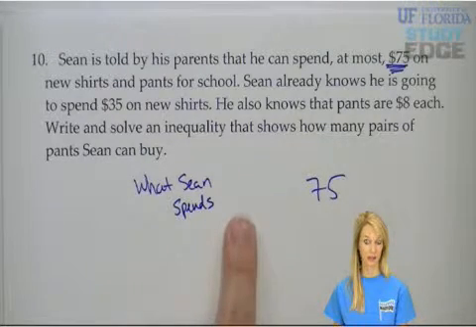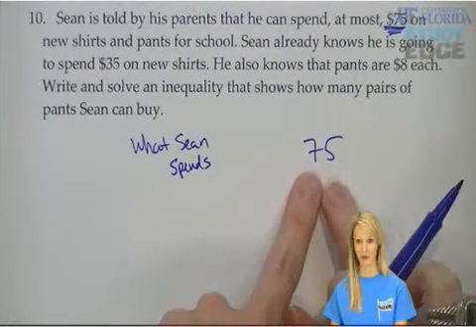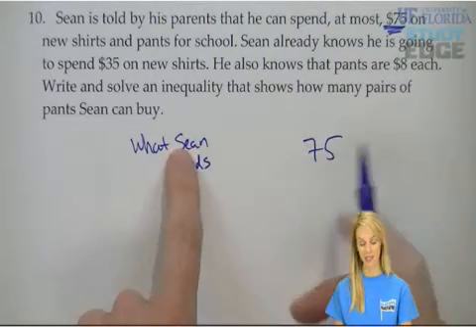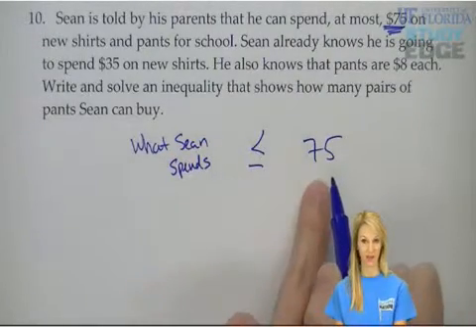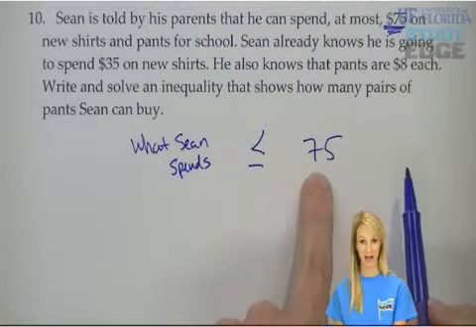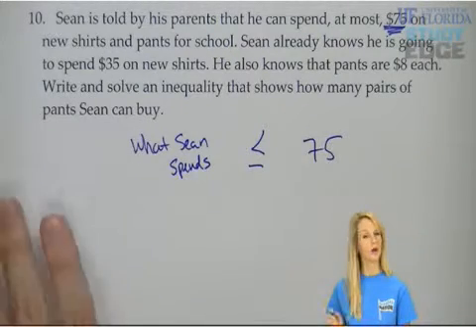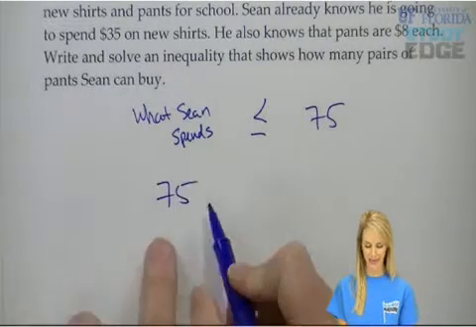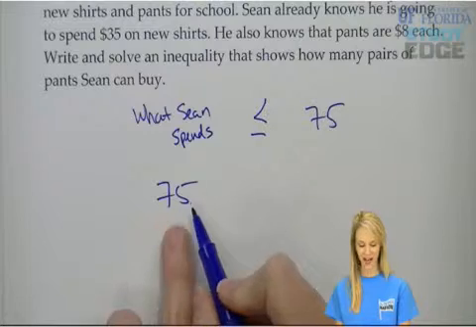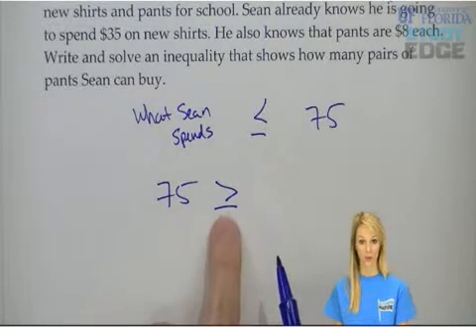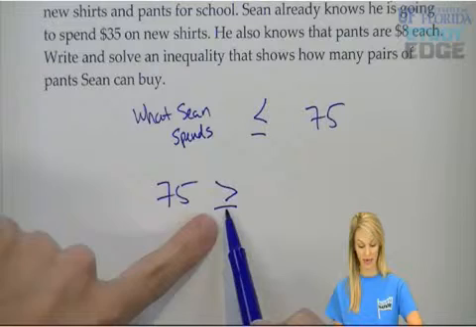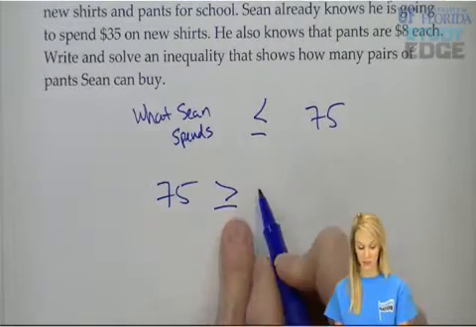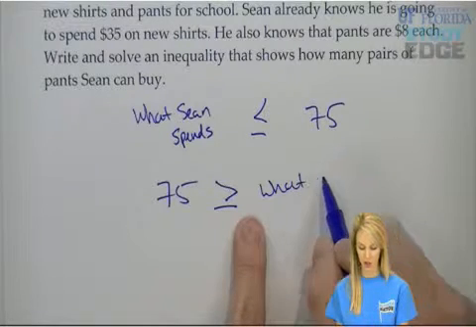Well, how much can he spend? The most he could possibly spend is $75. Parents aren't giving him any more than that. That's the biggest possible value. So whatever he spends needs to be less than or equal to $75. Everybody see that? This is the same thing as saying 75 is the most that he can spend. $75 is the absolute most that he could spend on clothes.